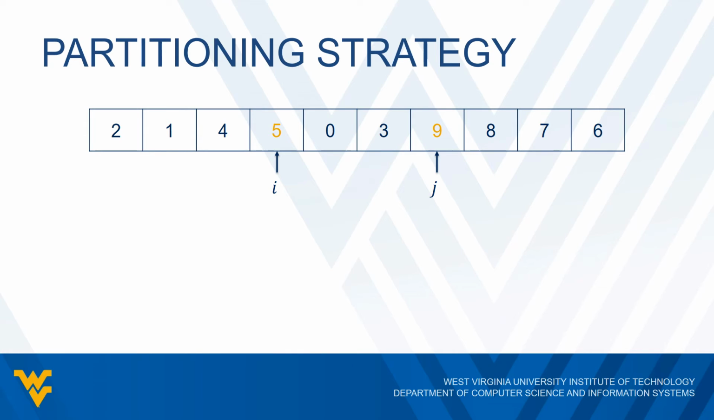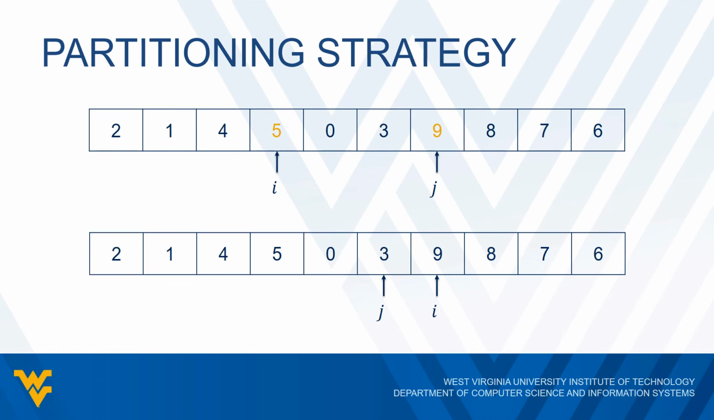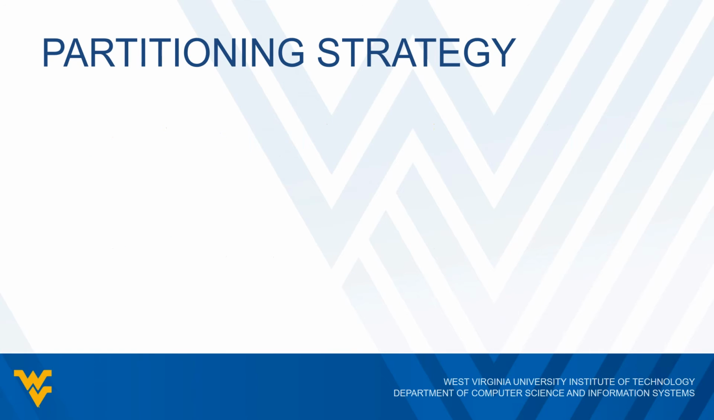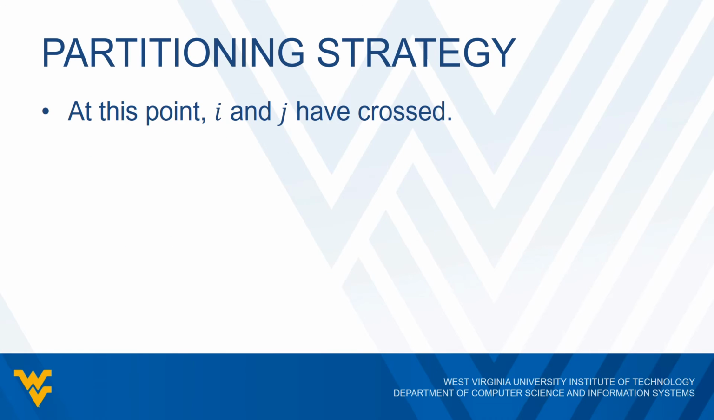And then j will move over to 3, and 3 is less than 6, so j is going to stop right there. So this is what we would get. This is the result of moving i over and j over. And notice that here they have crossed. So at this point, since i and j have crossed, we don't perform any more swapping because now we have all the smaller elements on the left side, we have all the larger elements on the right side.